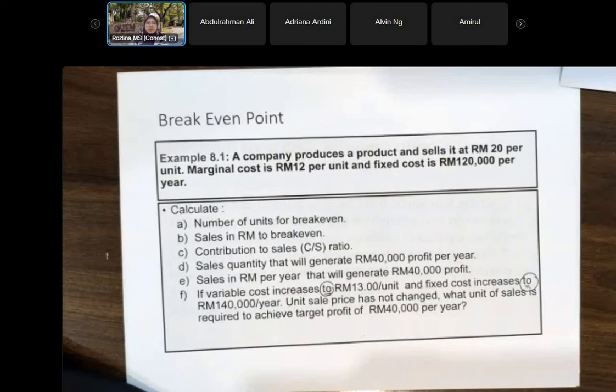Okay, this is marginal costing. I have mentioned this before. Okay, now we go to the decision to accept or reject a special order.